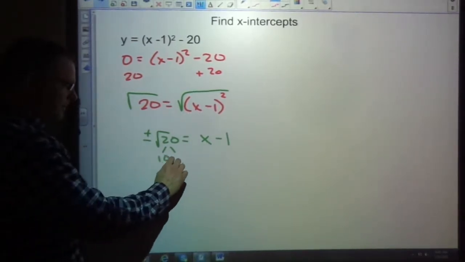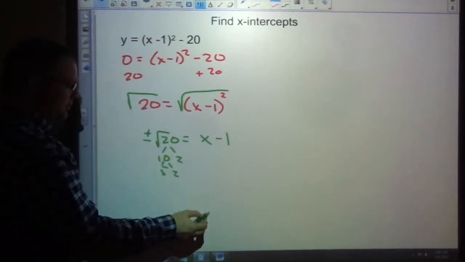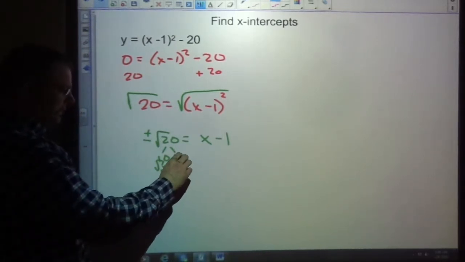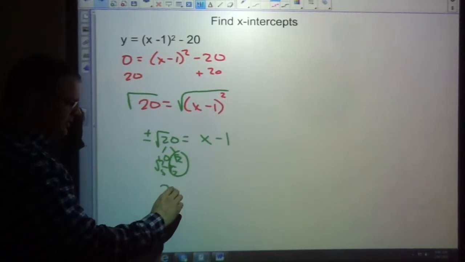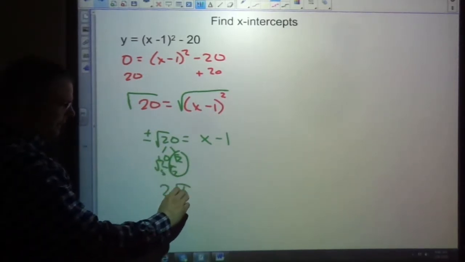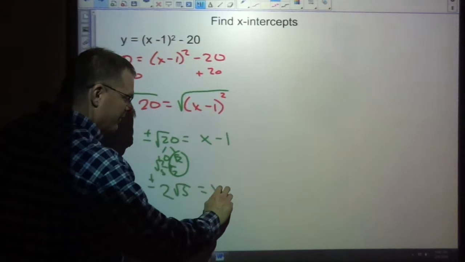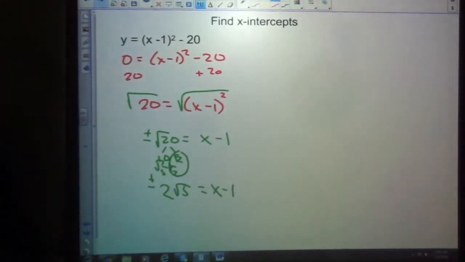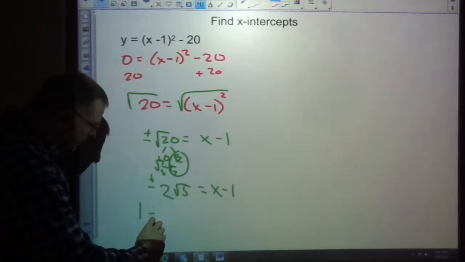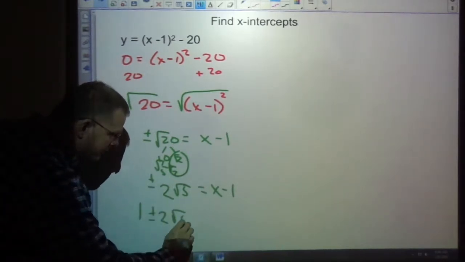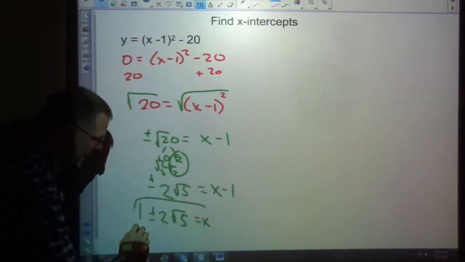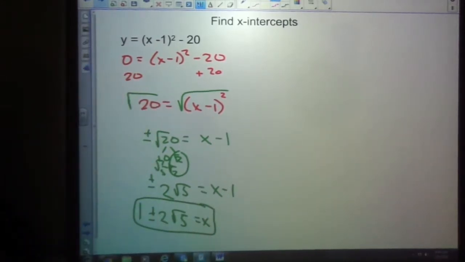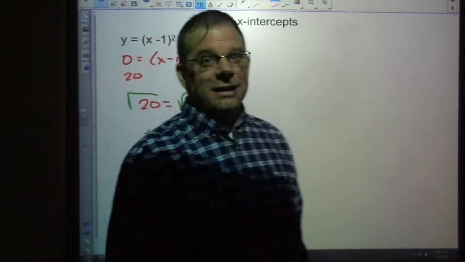Maybe 10 and 2, 5 and 2. These are all square roots. I've got a pair of squares that makes a 2, left over radical 5, plus or minus. Now I'm one step away from finishing. Just add the 1, and I get 1 plus or minus 2 square roots of 5. And that's equal to x because this is exact. If you can simplify it, we must. We couldn't do anything with 7, but we can simplify square root of 20.